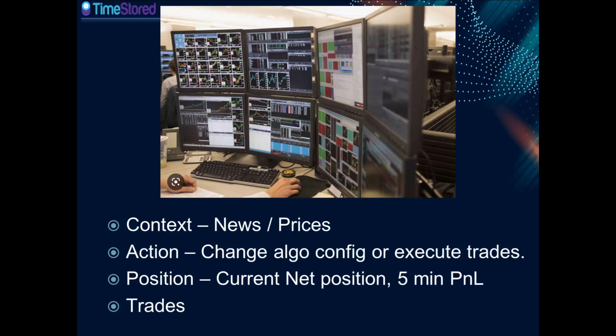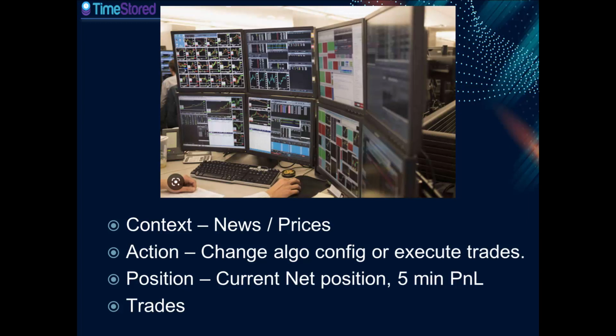So let's look at the specific problem. Traders typically have a multi-monitor setup, as shown in the picture. On those monitors, they will have a large number of applications open at once, and these applications will typically fall into 3 or 4 categories. Some will give context, so it will be BBC News, Bloomberg News, and prices of the wider market. Some will allow you to take action. Typically, these will be an internal app as they run a platform, and it will allow them to either change their algo configuration or to execute trades.